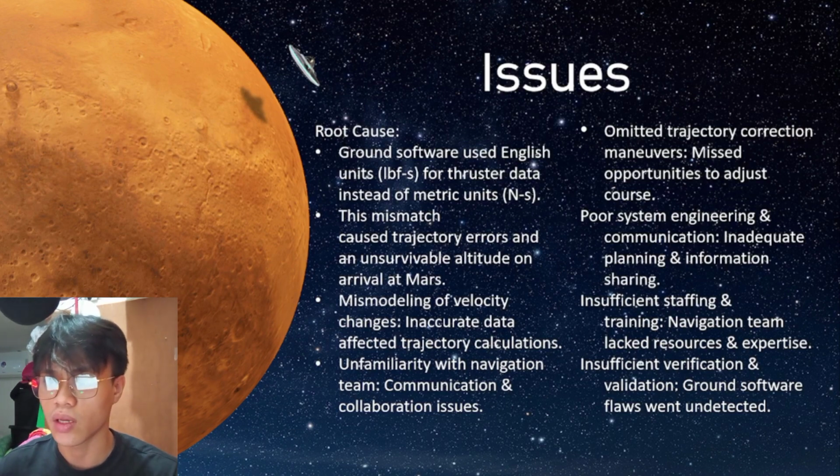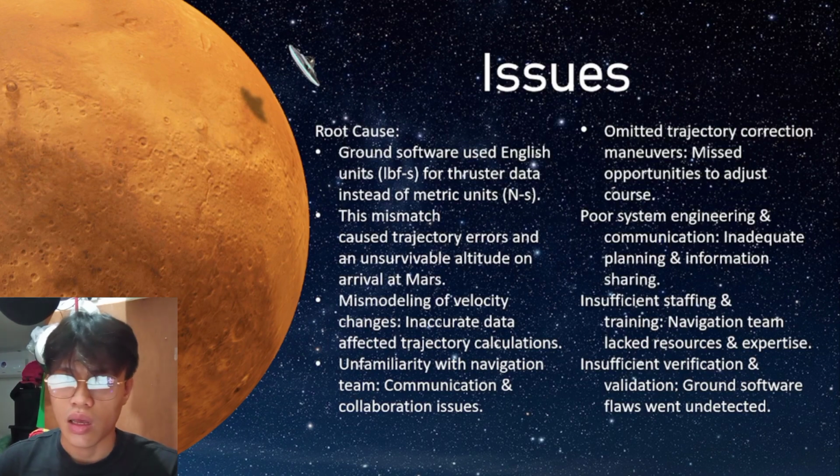disastrous deviation, with a number of identified contributing factors. So, lack of familiarity with the navigation team, missed trajectory correction maneuvers, poor system engineering and communication, inadequate staffing and training for the navigation team, and insufficient verification and validation of ground software all contributed to the situation's exacerbation. Disconnected elements culminated in an unfavorable conclusion for the spacecraft's mission.